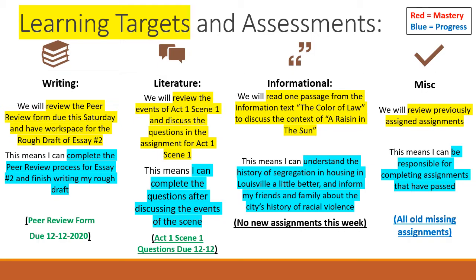For our informational lesson today, we're going to read one passage from the informational text, The Color of Law, to discuss the context of A Raisin in the Sun, specifically the context in Louisville. The text is about Chicago, but Louisville has a very specific history of segregation and racial violence that ties in pretty closely to the events of A Raisin in the Sun and the life of Lorraine Hansberry.